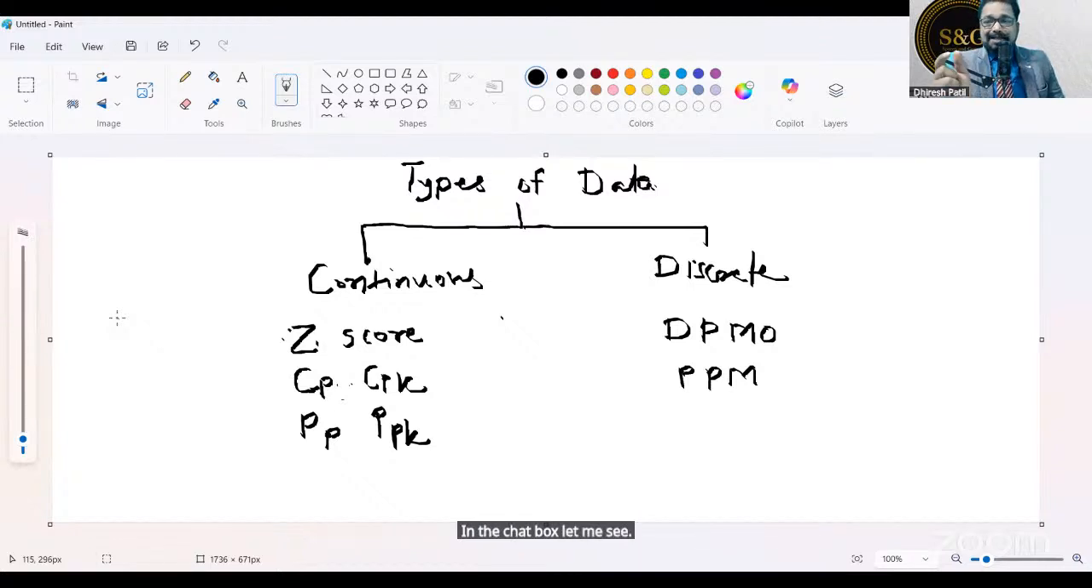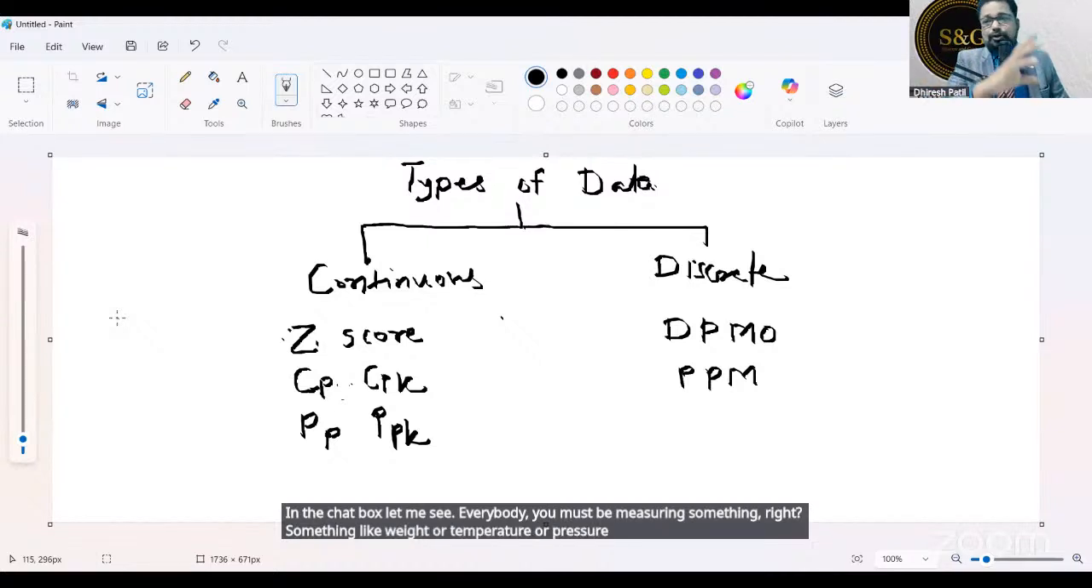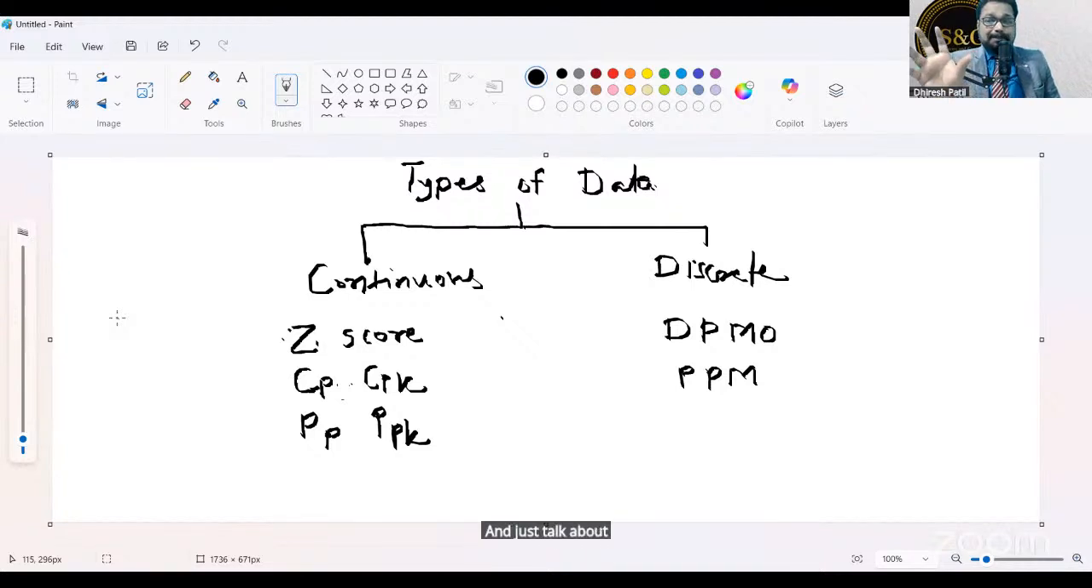Everybody, you must be measuring something, right? Something like weight or temperature or pressure or width. Just talk about a final product, if possible. Yeah, weight of the product. Very good. Let's talk about the final product or final service, what you are delivering to the customer.